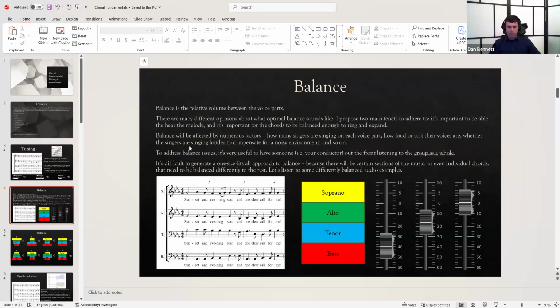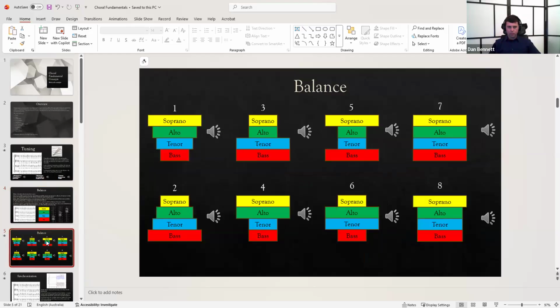Let's listen to some differently balanced audio examples. Now you're going to hear that same song, Crossing the Bar, 8 times. And I've made a little graphic to represent each balance approach that we've used in each one. So in example number 1, the soprano is the loudest, and then the alto is the second loudest, and then the tenor is the third loudest, and the bass is the softest. So I'm going to go 1, 2, 3, 4, 5, 6, 7, 8.